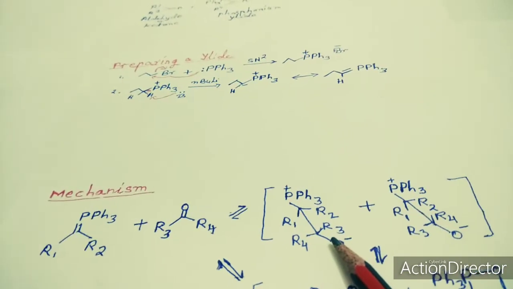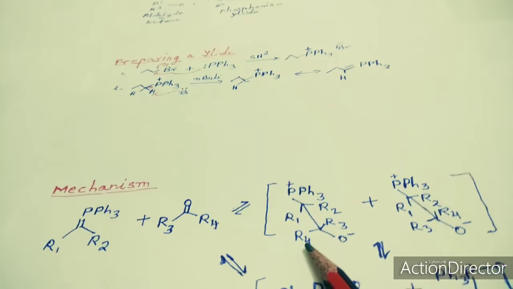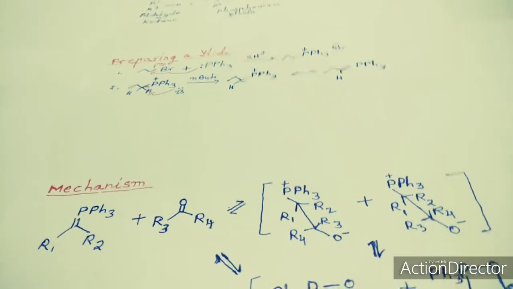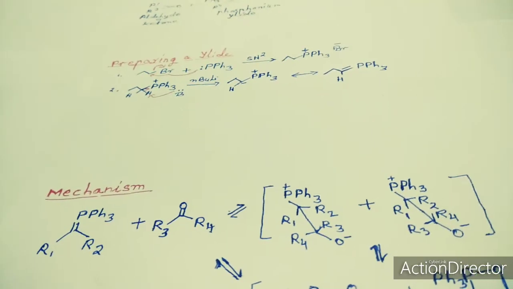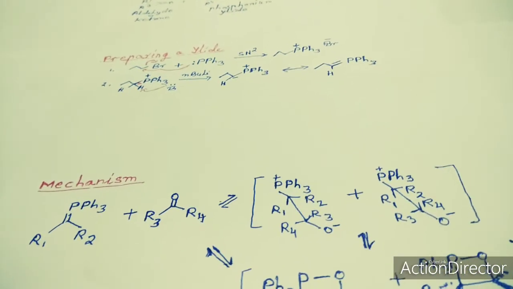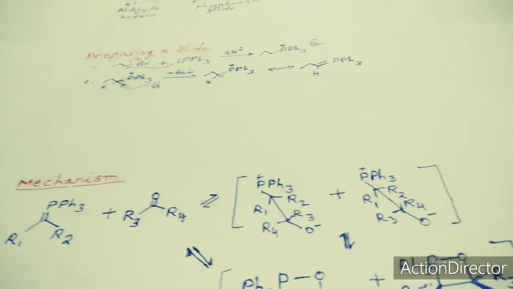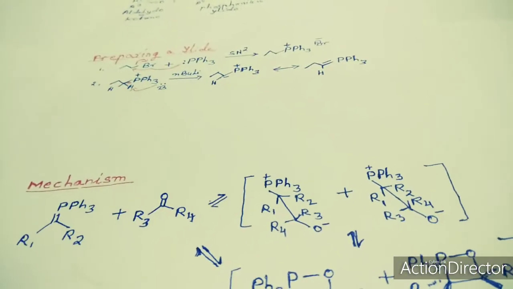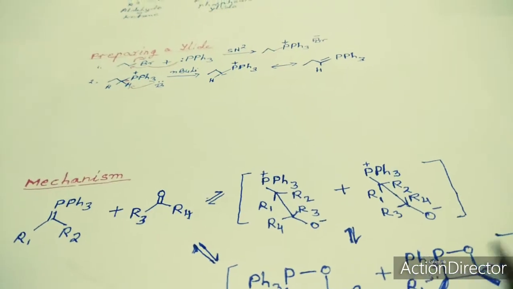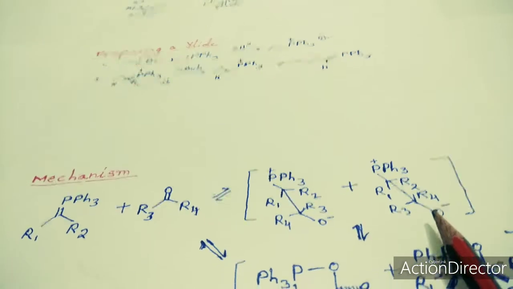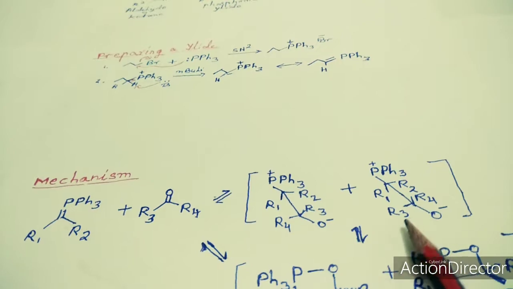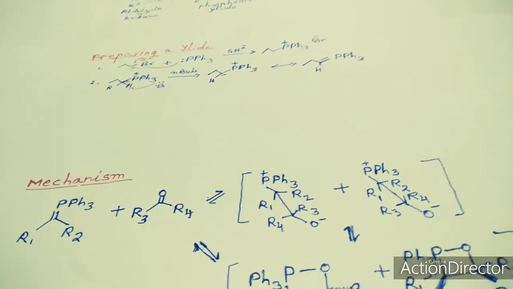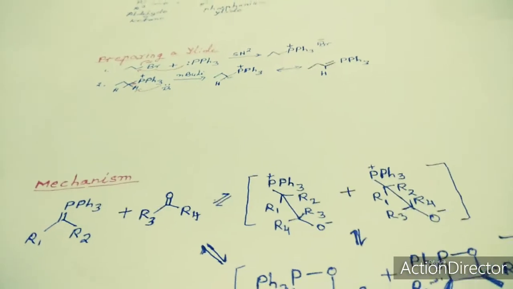Now in this case, this is R3, R4. It can also be the other way around. That is because the attack can take place so that rather than having R4 on the left hand side and R3 on the right hand side, one can also have R4 on the right hand side and R3 on the left hand side. So it can be either way.